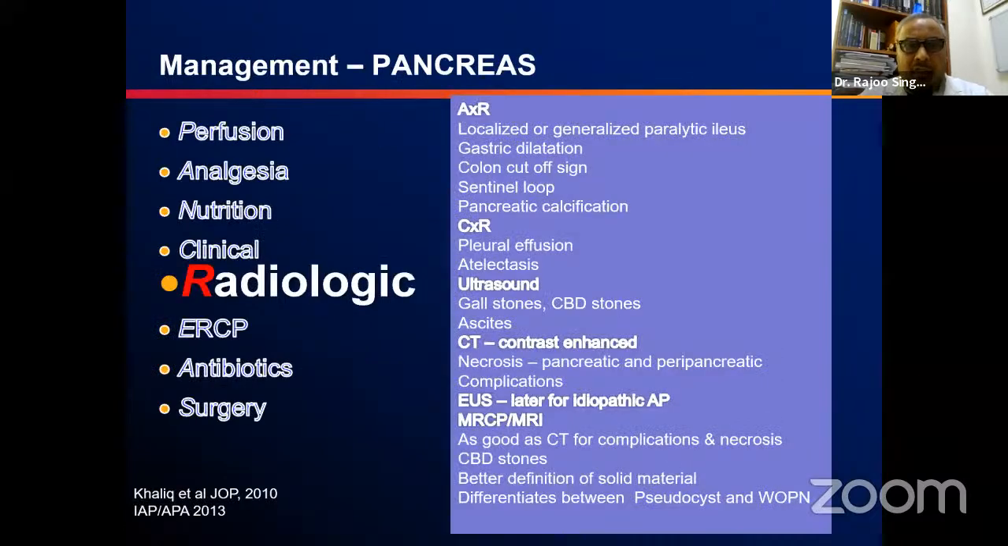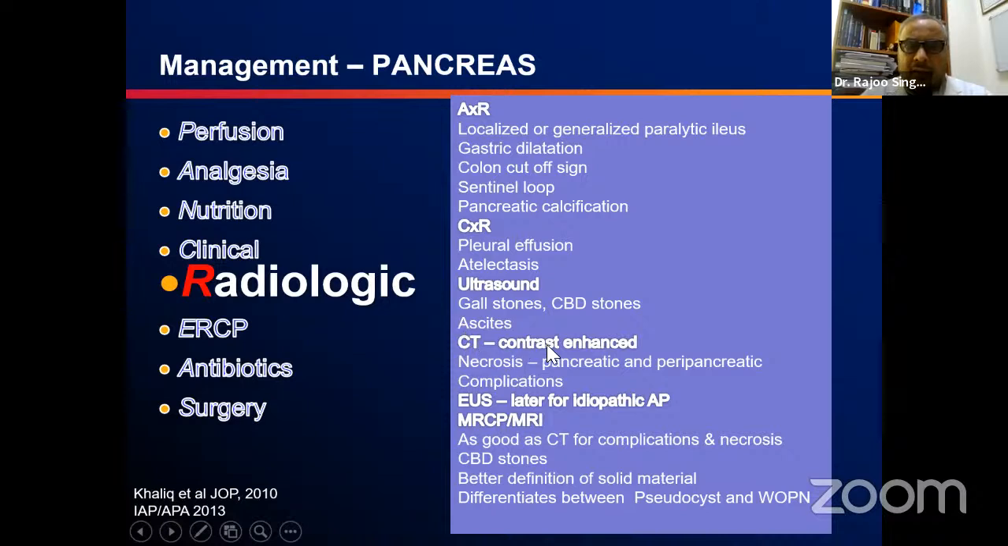Now, we have dealt with P, perfusion, A, analgesia, N, nutrition, C, clinical changes. Then what are the radiological signs and how do you manage it? We can have the abdominal X-ray, where you have a localized or generalized paralytic ileus, gastric dilatation. There are two signs, colon cutoff sign and sentinel loop, and they all indicate a sort of paralytic ileus. On a chest X-ray, you may have pleural effusion or atelectasis, and this pleural effusion can be synchronous with ascites. On ultrasound, we look for gallstones, CBD stones, and ascites. Ascites generally is not a good sign in patients with pancreatitis.